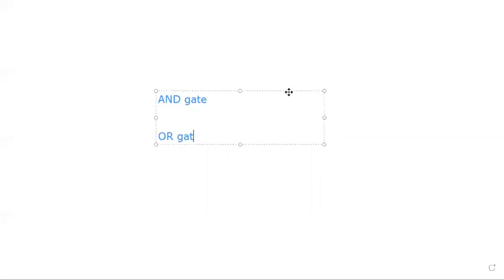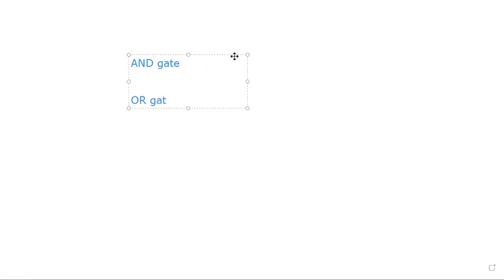Okay, so let's start this very simple introduction to digital electronics. In this video, what I'm going to share with you is the difference between an OR gate and an AND gate, which are the most basic components of any digital circuit.